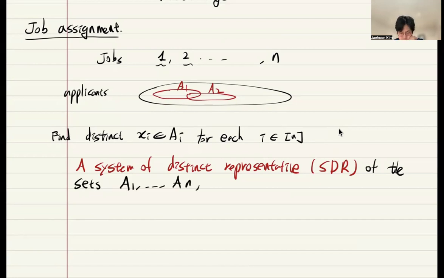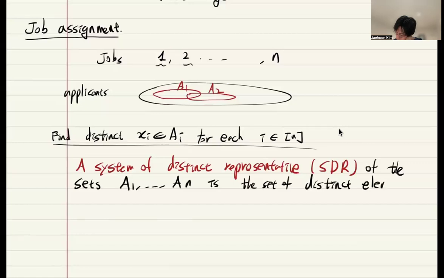This is exactly what we described. It's a set of distinct elements x1 to xn such that, when I write s.t., it usually means such that, each xi belongs to Ai.